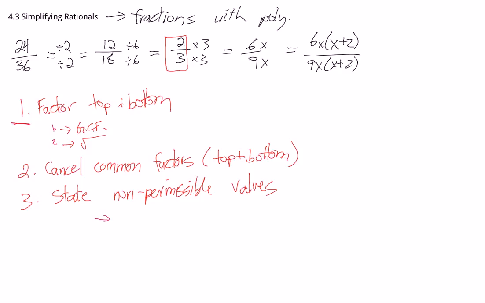A good tip for that is take them from the factored step. So when you're doing your non-permissibles, go to where it's factored in order to figure those out. It's usually your second step after you factor it. That's the part where you want to get your non-permissible values. And that's it.